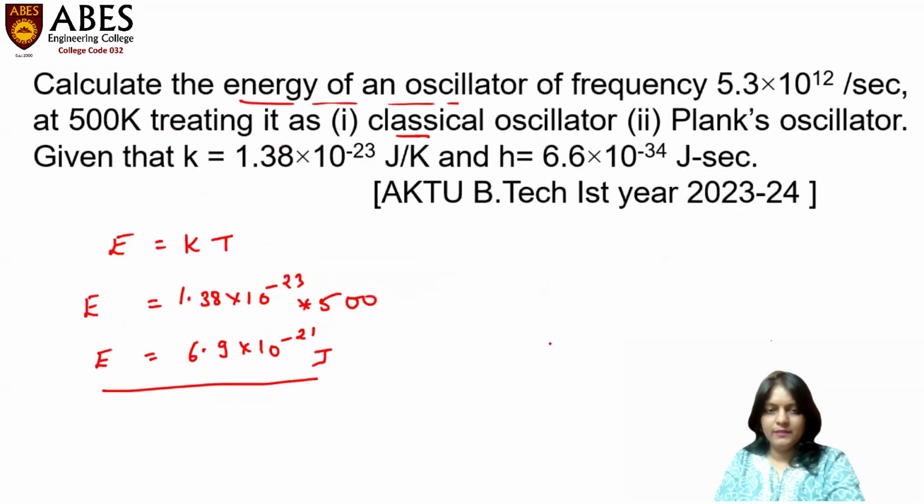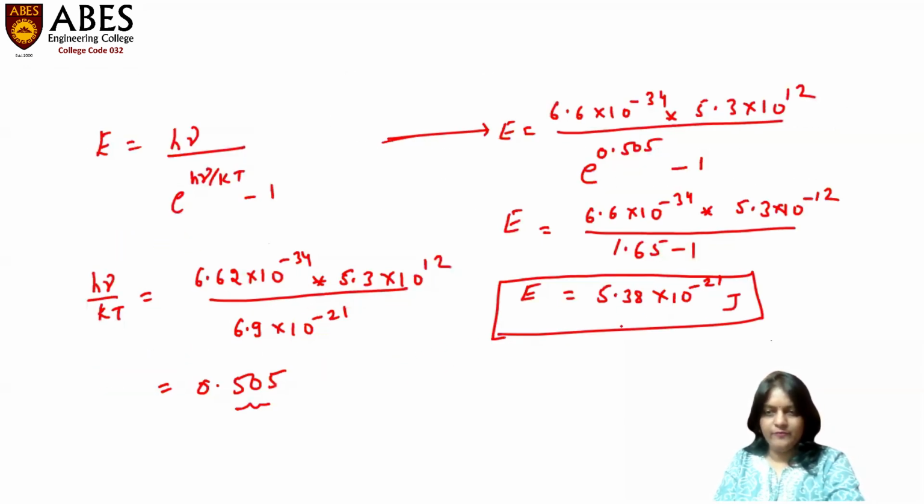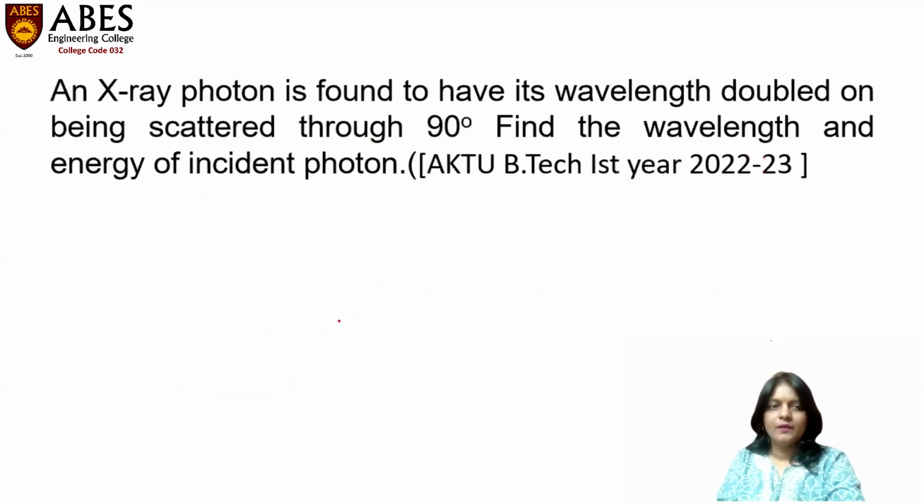The energy of the classical oscillator is 6.9 and this is 5.38. Now the second question is based on the Compton effect. An X-ray photon is found to have its wavelength double on being scattered through 90 degrees. Find the wavelength and energy of the incident photon.